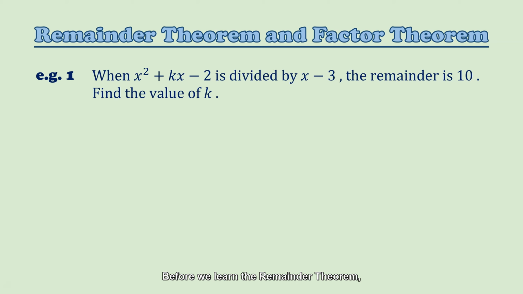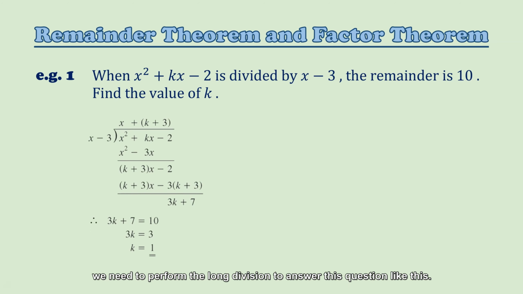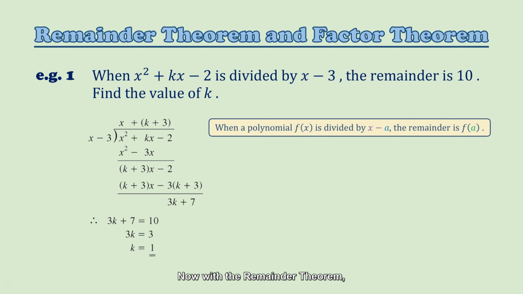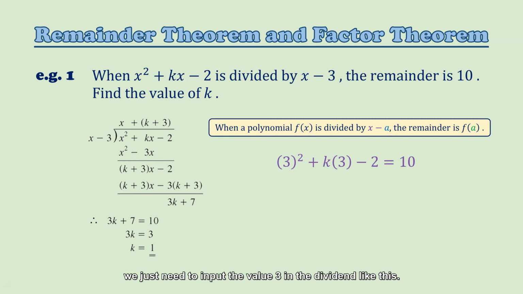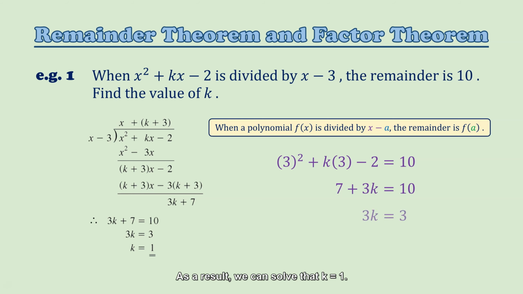Before we learn the remainder theorem, we need to perform the long division to answer this question like this. Now with the remainder theorem, we know that to find the remainder for the divisor x minus 3, we just need to input the value 3 in the dividend like this. Therefore, we know that this expression is equal to 10. As a result, we can solve that k is equal to 1.